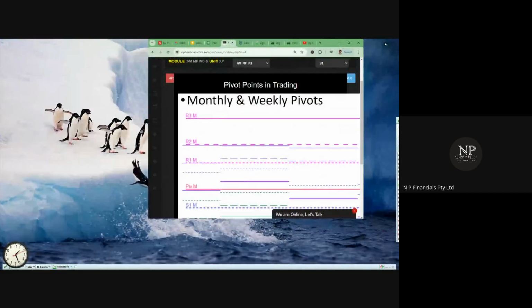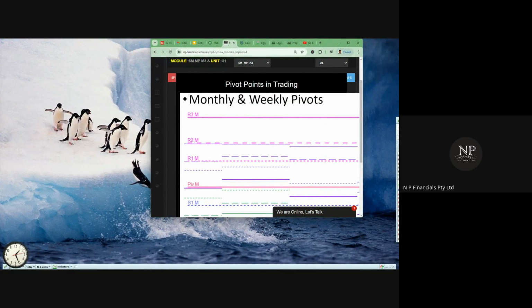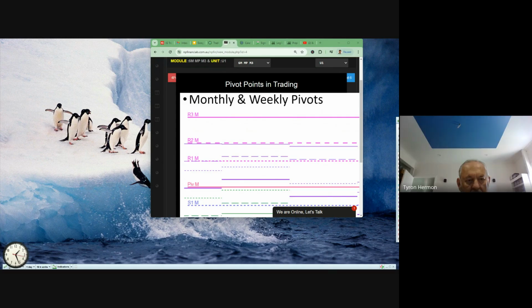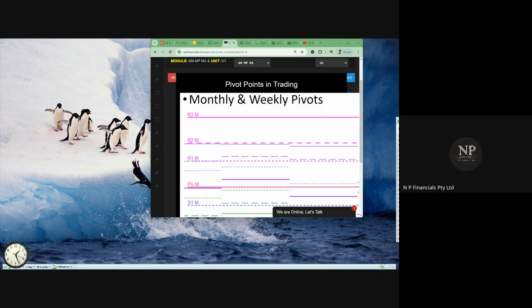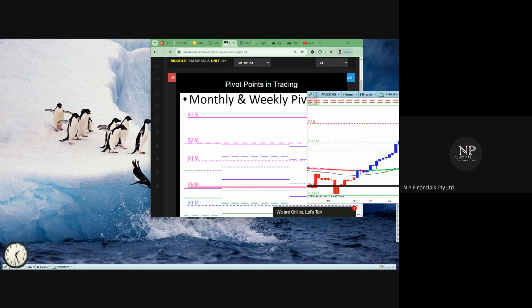All right, so let's show you that. Let me bring this in front of you. Nice penguins. Right click and then more and then duplicate chart and then maximize.